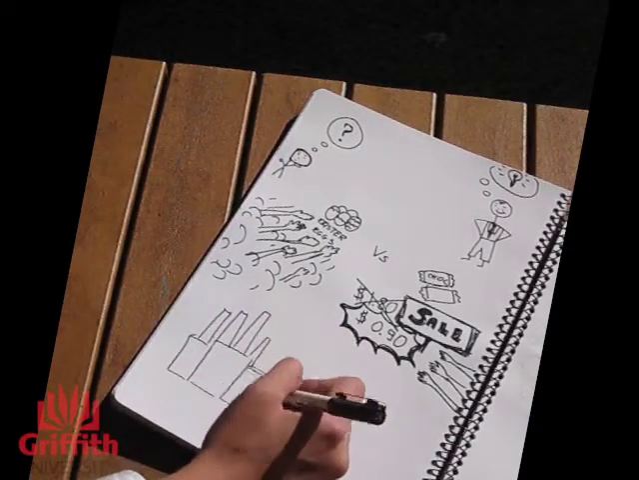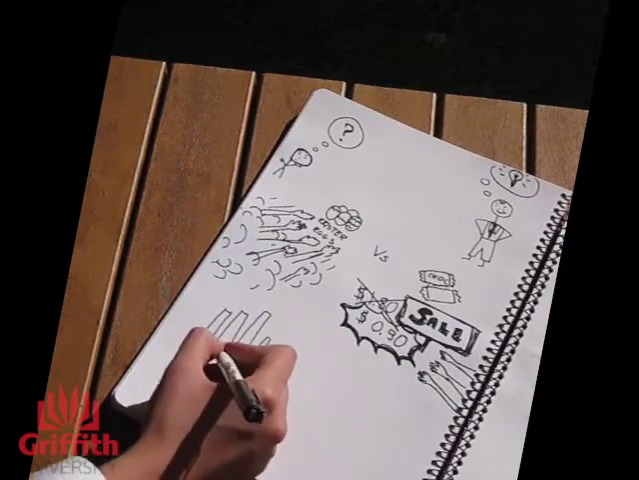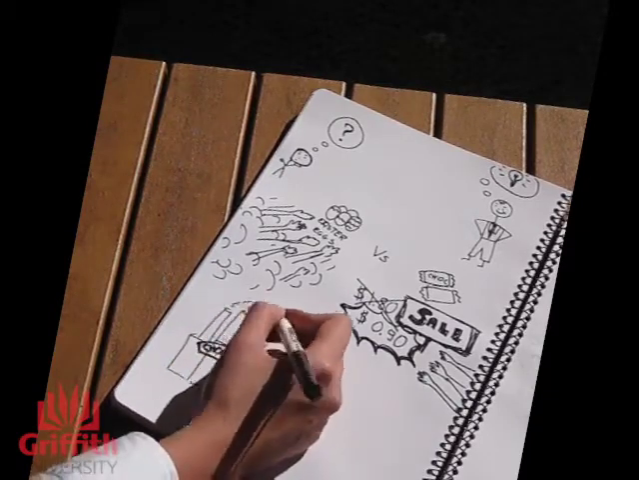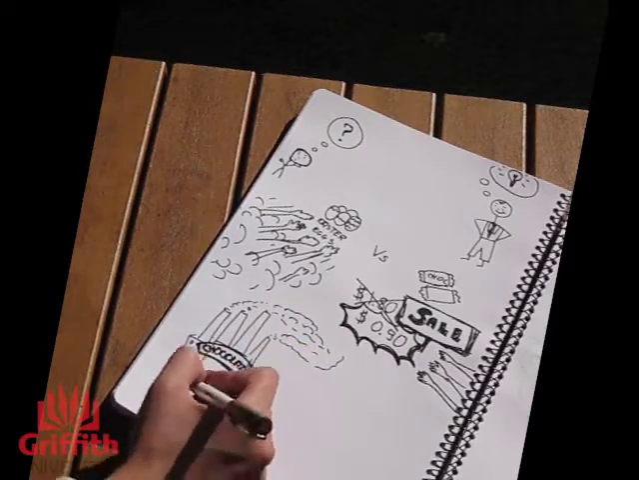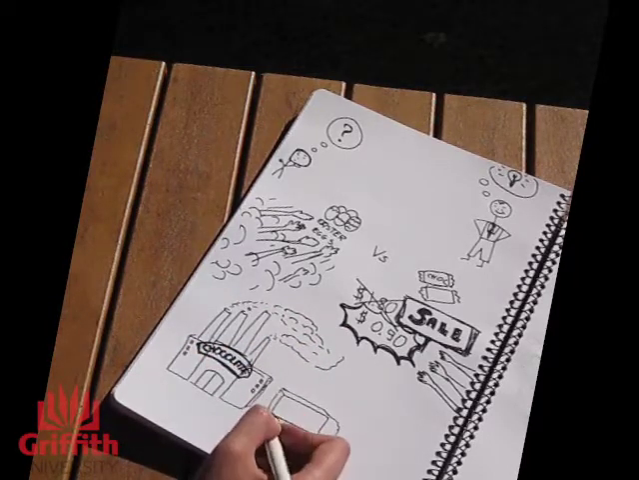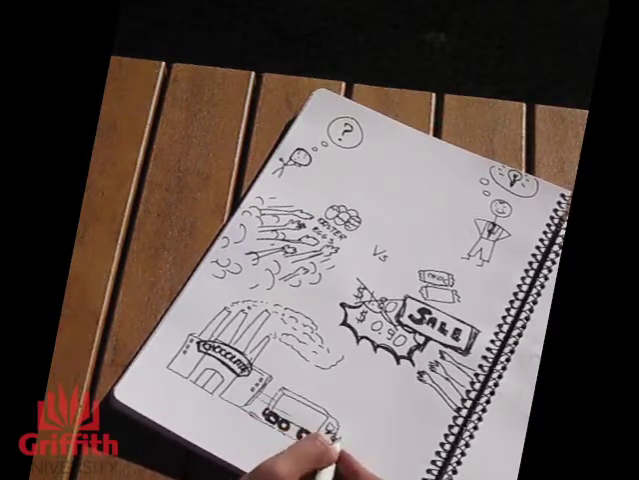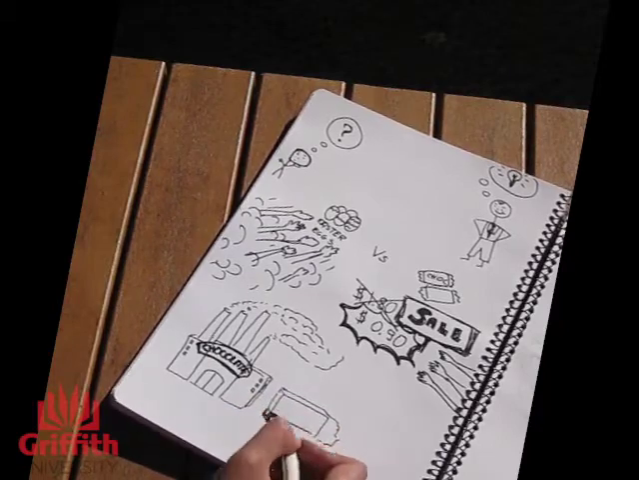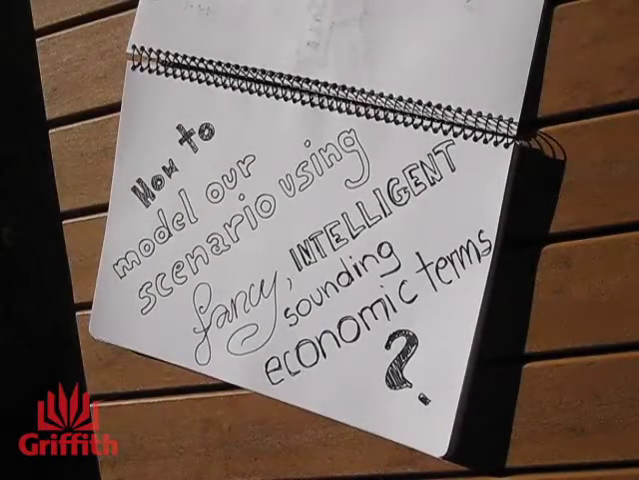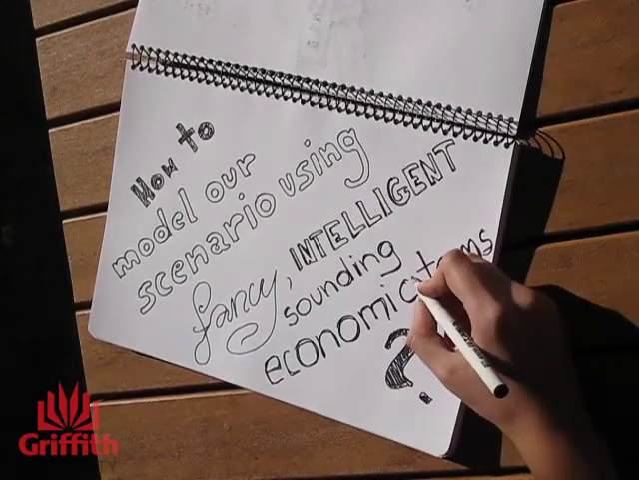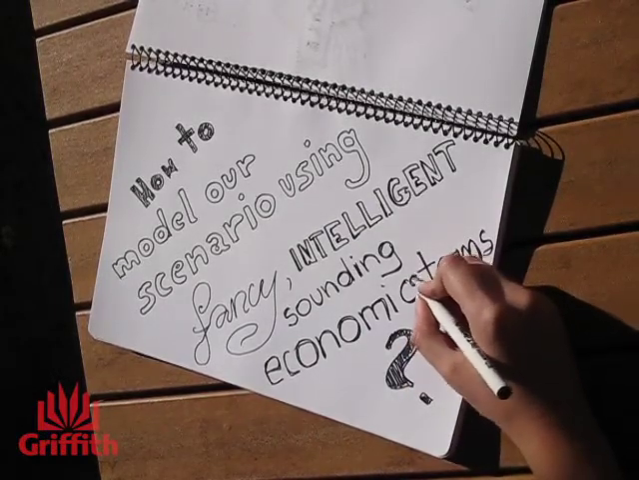In economics, we like to start with simple scenarios, then gradually bring in more detail and more variables. The chocolate factories, the people that work there, the chocolatiers, the truck drivers who drive the chocolate bars to the supermarket. If the manager didn't drop the price, then what would happen to these guys? There's no mystery to why the price drops. But how could we model our scenario with fancy, intelligent sounding economics terms?